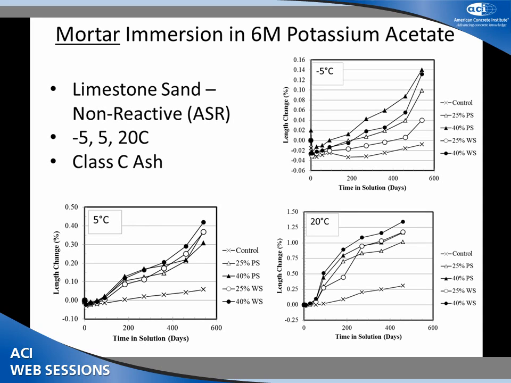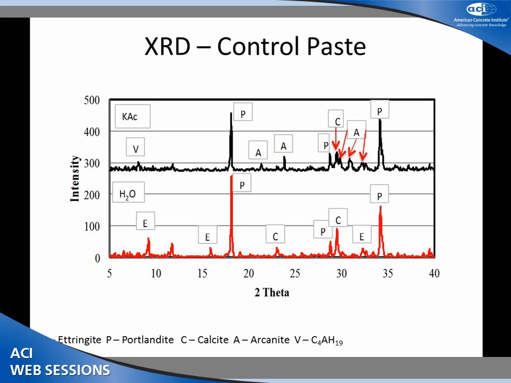But they only looked at Class C fly ash, but they found very similar results. Controls were down here, and again, the Class C fly ash exacerbated the expansion occurring. Next few slides, I'll be going over some quantification of what we think is occurring within these samples.